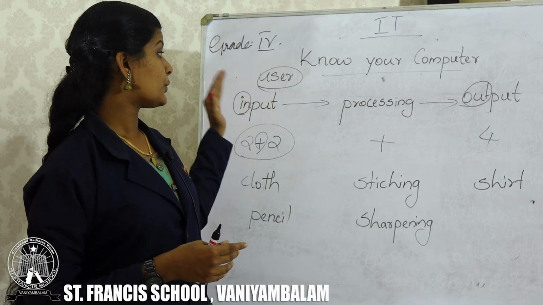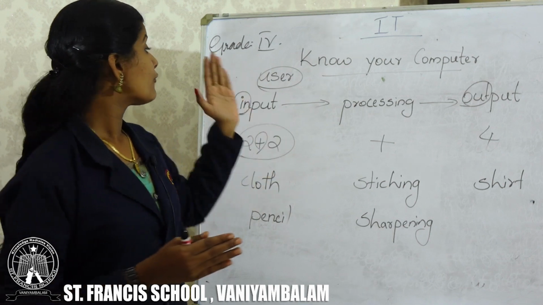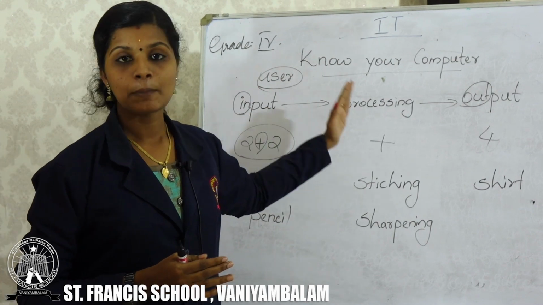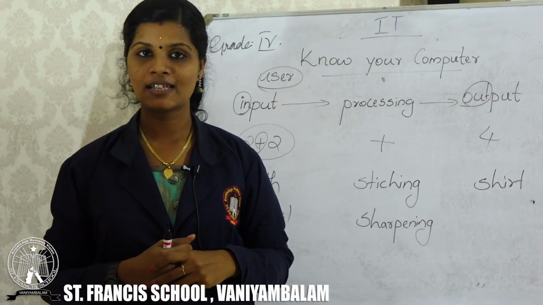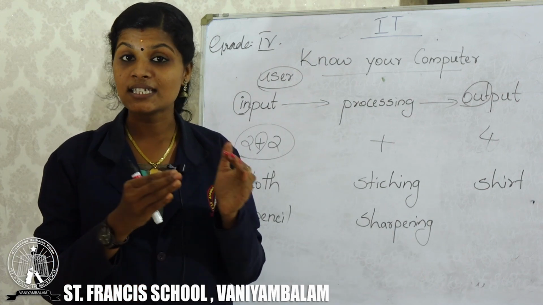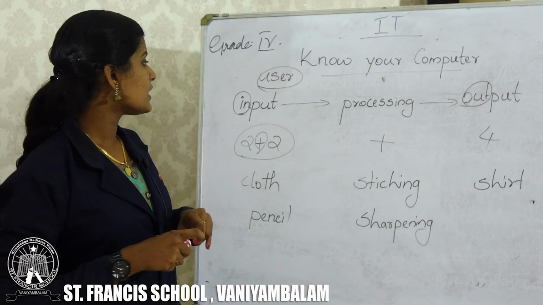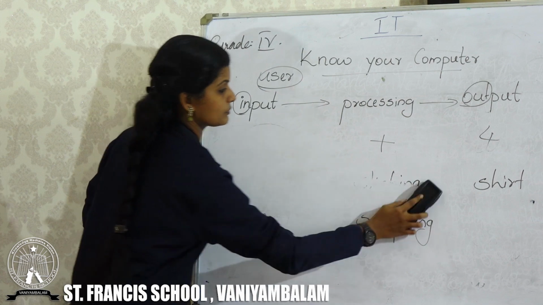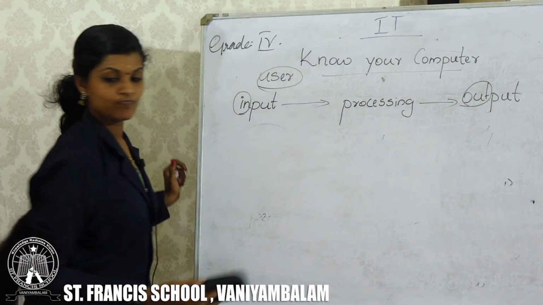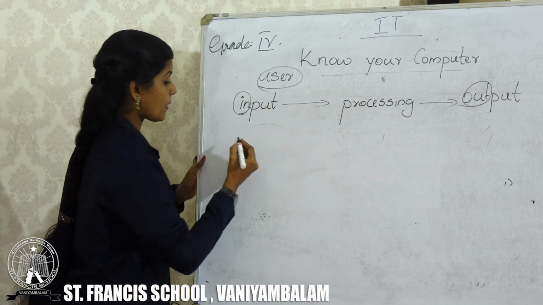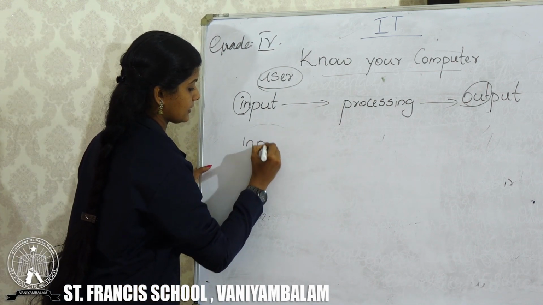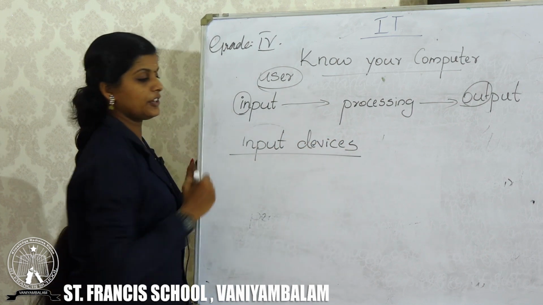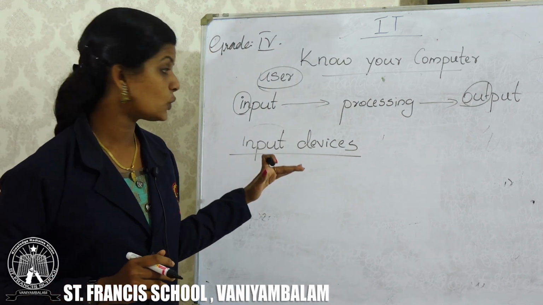I told you that the devices we use for input, processing and output are known as input device, processing device and, at last, output device. Now we are going to discuss these devices. So the first one is what? Input device. The next topic is input devices. This is the next topic we are going to discuss.